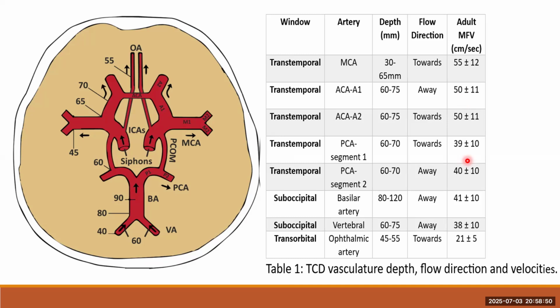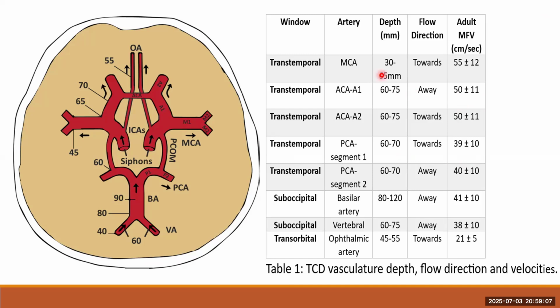If the velocities are matching and are in a decreasing trend, we can possibly skip insonating the other vessels. If at all there is some discrepancy, then we need to insonate all the vessels in detail. And this is the depth at which we insonate.